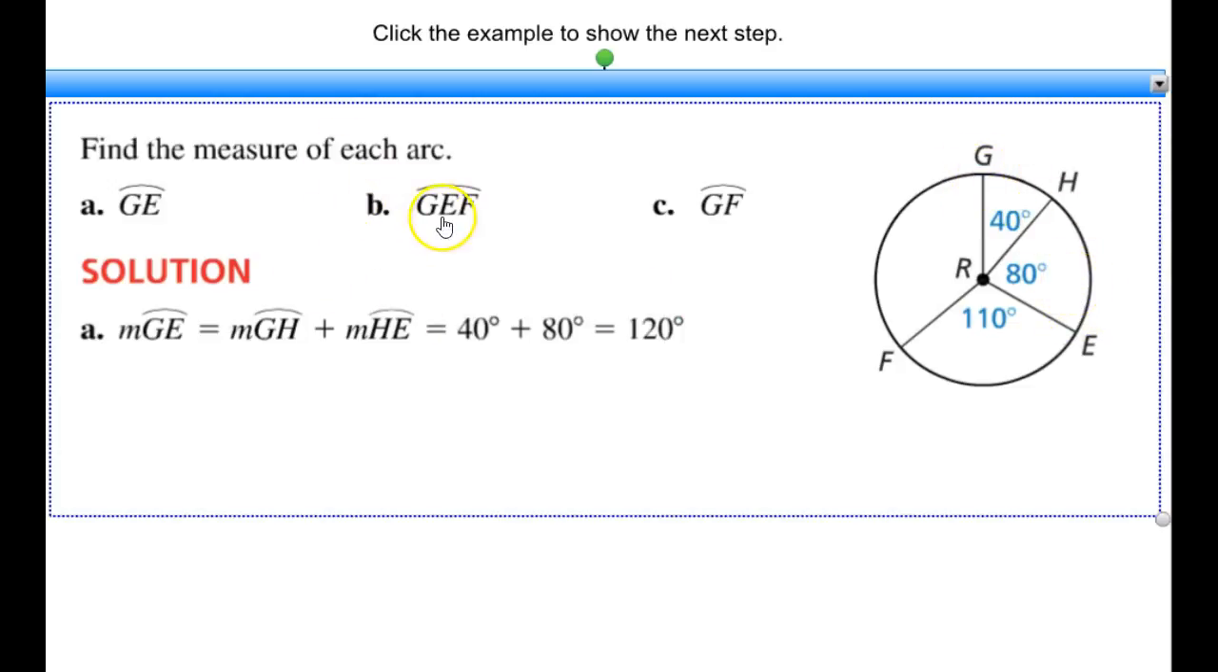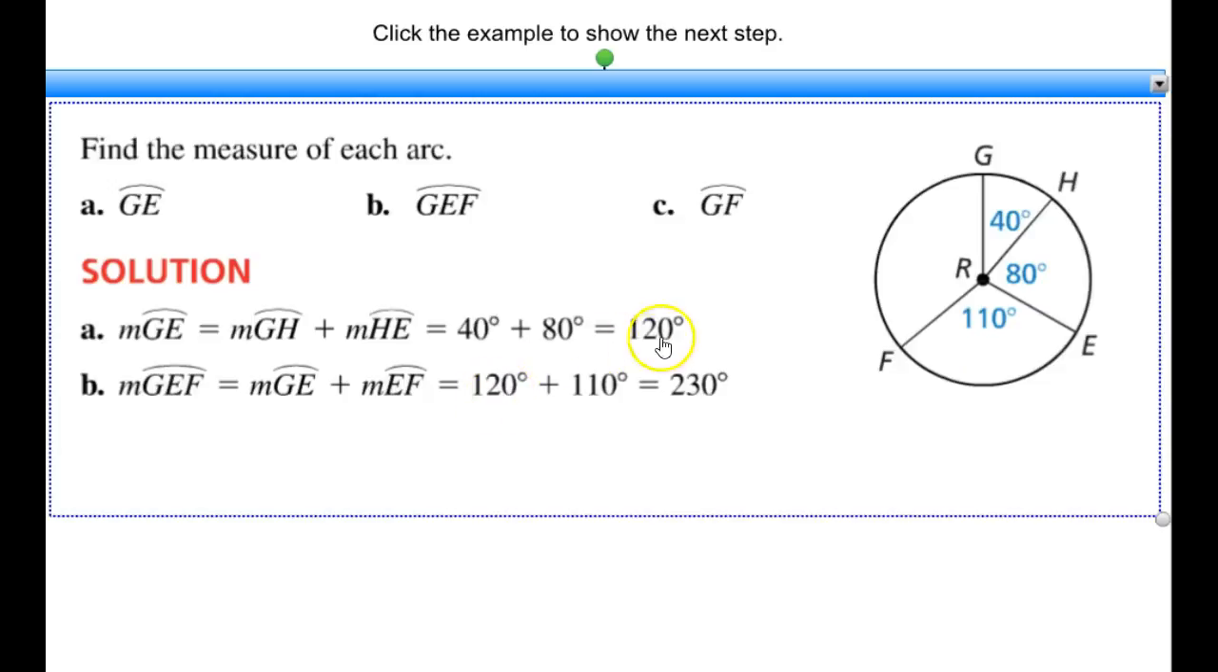Now let's look at part B. Whenever I have an arc with 3 letters, I know that's going to be a major arc. Here I'm looking at arc GEF. Again, I'm adding GH, HE, and EF. I can substitute the things that I know, and I found that GE was 120, so I use that plus 110. This entire arc length is 230 degrees.